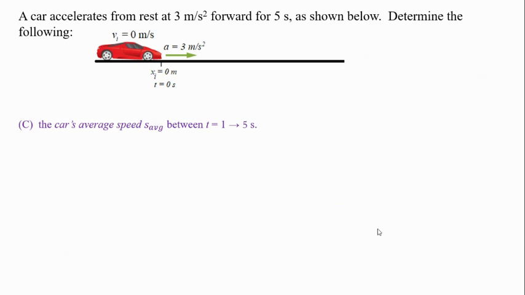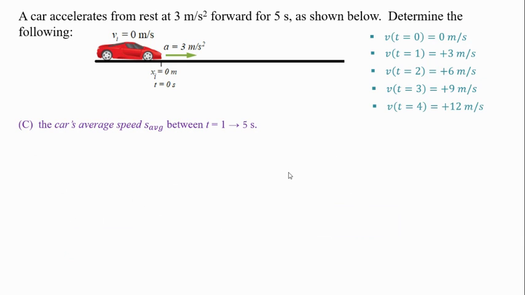Part C. It asks you to find average speed between 1 to 5 seconds. Okay. It's important, again, to pay attention to the interval 1 to 5 seconds. So let's go ahead and place all of our values here for instantaneous velocity. Okay. Here, 0 seconds is 0. Every second, the velocity increases by 3 because the acceleration is 3 meters per second squared.